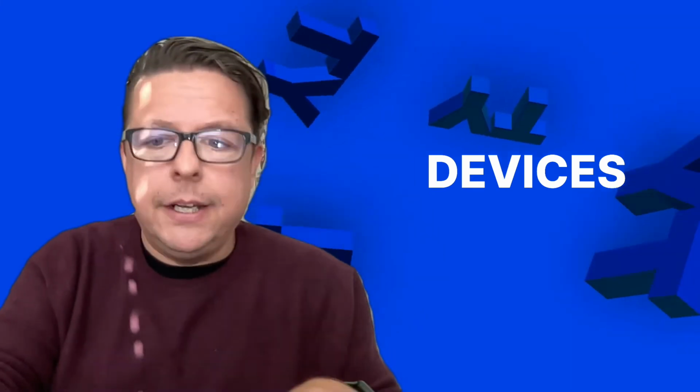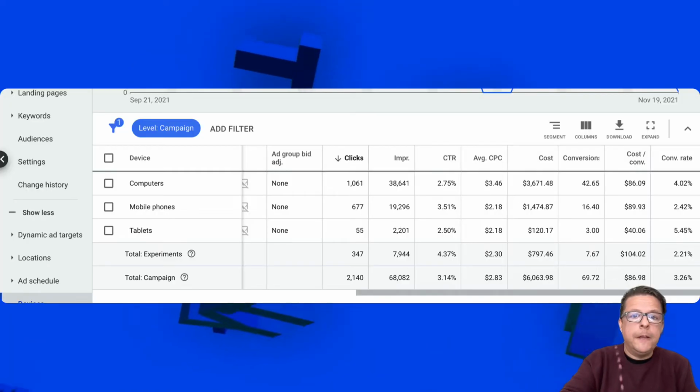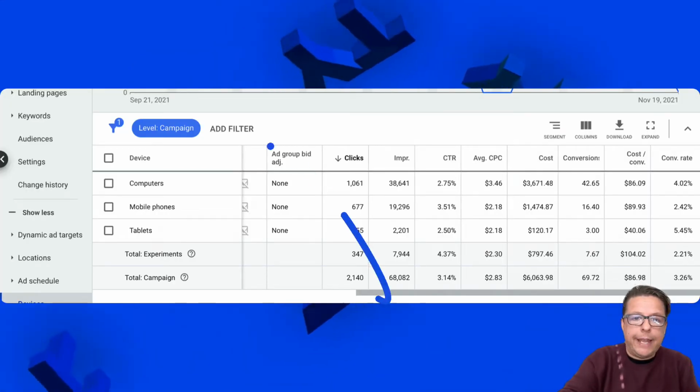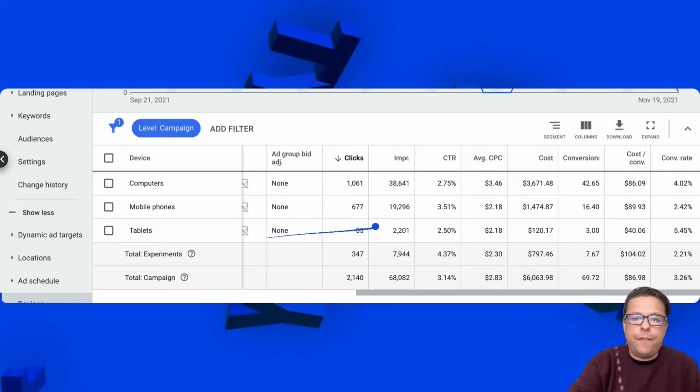Next, devices. This is an evaluated report. In devices here, this is a campaign that we're running. This is, I think, 5 days of data here.